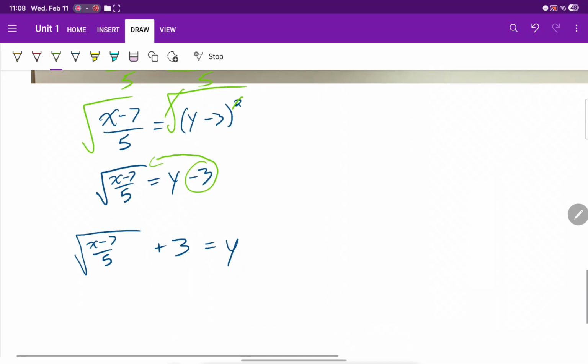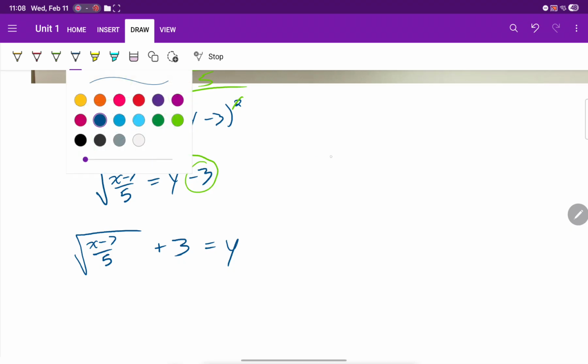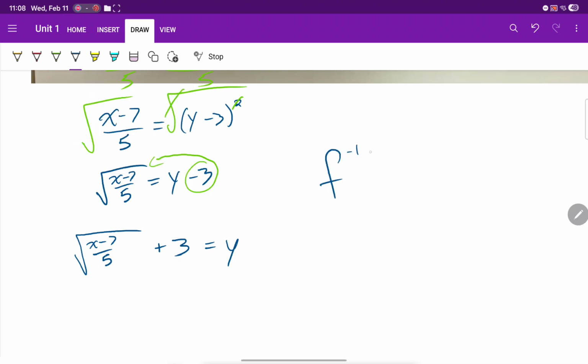And so I'm just going to write this in inverse notation, which is f to the power of negative 1 of x is equal to the square root of x minus 7 over 5, plus 3. Now notice that plus 3 is not underneath that square root sign.